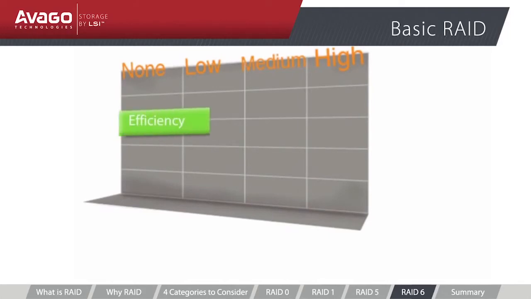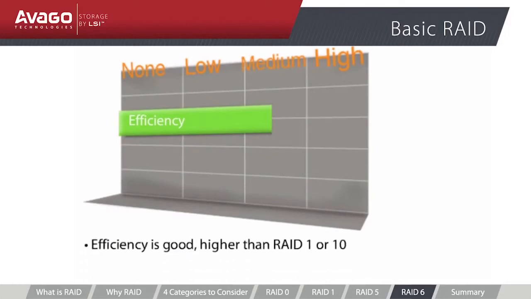Efficiency is good using RAID 6. While lower than RAID 0 and 5, it is higher than RAID 1 or 10. 2 drives worth of capacity are set aside and used for redundancy. For instance, if you purchase 10 drives, 8 are dedicated to storage and 2 are set aside for redundancy, making it 80% efficient. Like RAID 5, the more drives you use in the array, the greater this efficiency becomes.